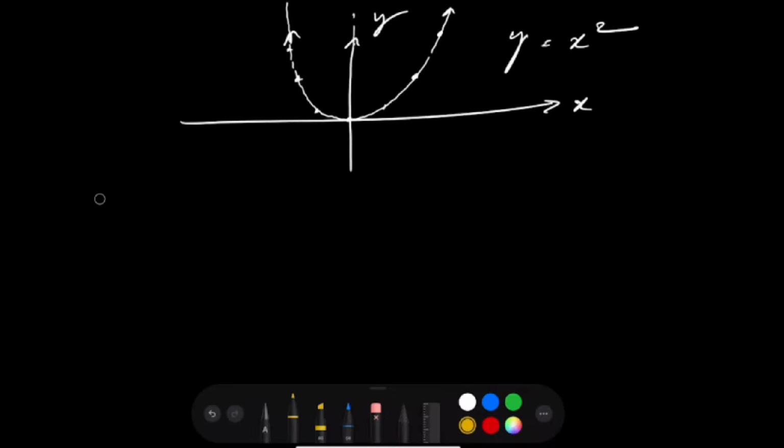Now what about the values of this graph? The value of this graph is 0 here, and it is always positive whether you go on the right side or you go on the left side. The value of this graph is positive.